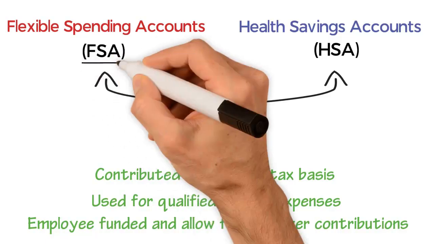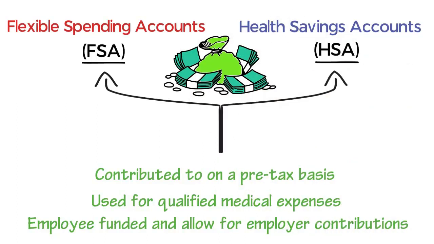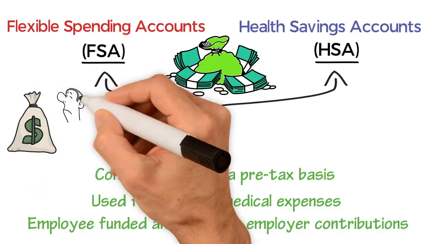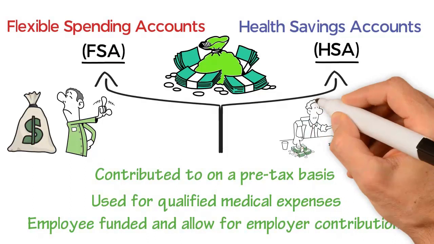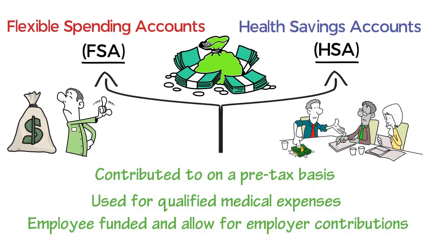The main difference between the FSA and HSA is when the money in the account must be utilized. Under an FSA arrangement, any money not used by the end of the year is forfeited, whereas amounts in the HSA can accumulate from year to year and grow on a tax-free basis.